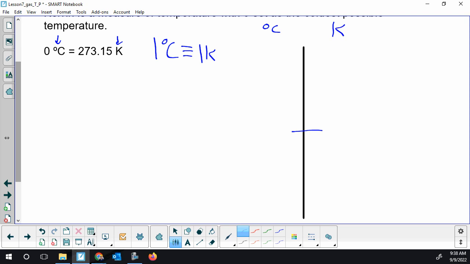So 0. I'm going to leave out the decimal places to have a cleaner number line. So I'm not going to be putting in the 0.15. I'm dropping down to 2 sig figs. So let's go up first.